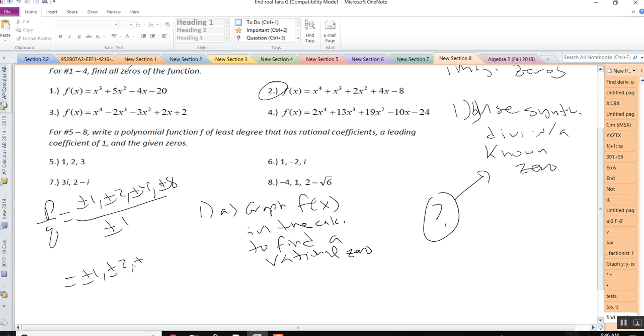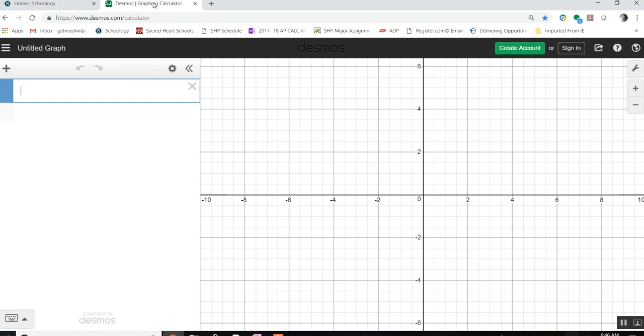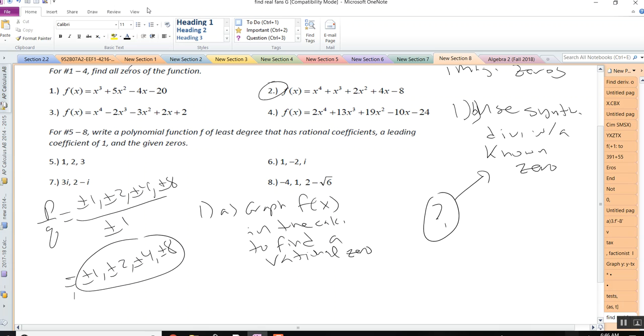Now, I don't want you doing trial and error. What I want you to do is graph f of x in your calculator and see which of these 8 possibilities is happening. Once you know that, then you can use synthetic division with that number. That's what you want to do, and that's how you do these problems here. So I'm going to go to Desmos, because I don't have a TI-84 emulator on my computer.